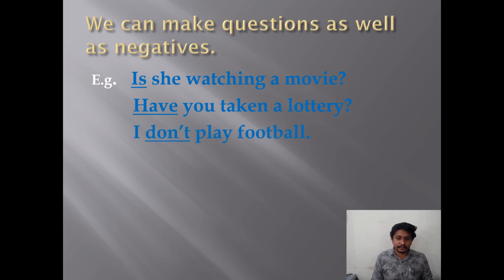I don't play football. This sentence is already made into a negative. Don't, do not, is the negative form. So by using a helping verb or auxiliary verb, we can frame questions as well as negatives. Sneha wasn't going to play. It means Sneha was not going to play. It is a negative sentence. By using this auxiliary verb, we made it negative.